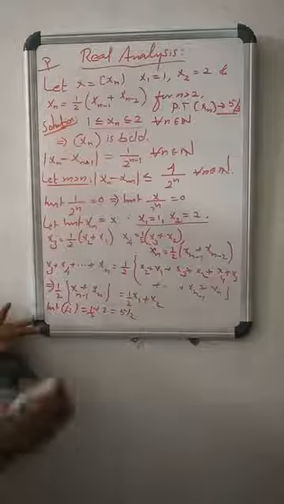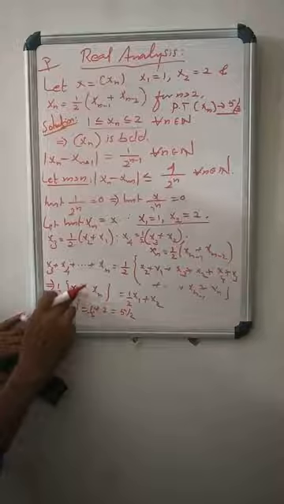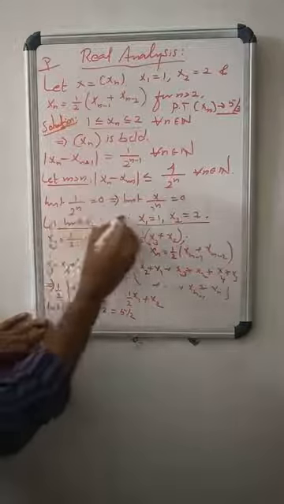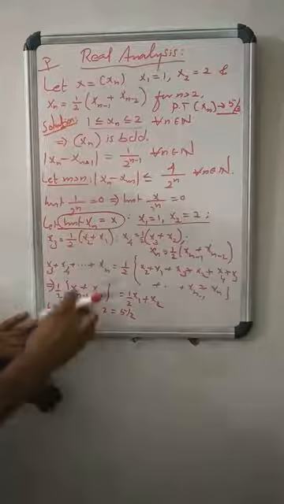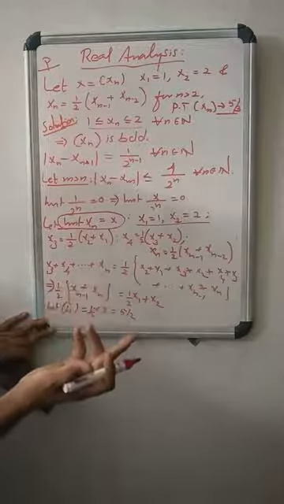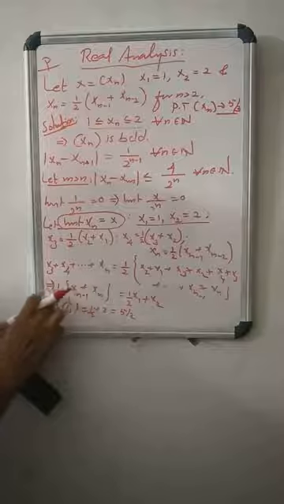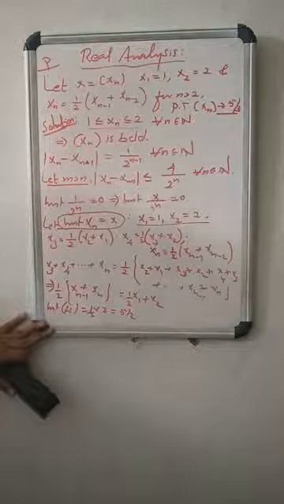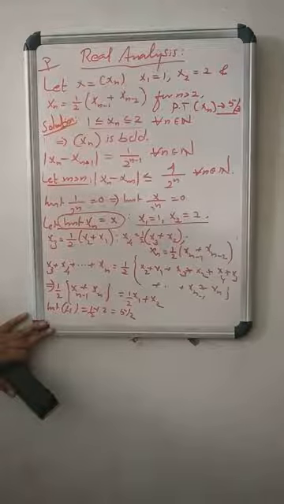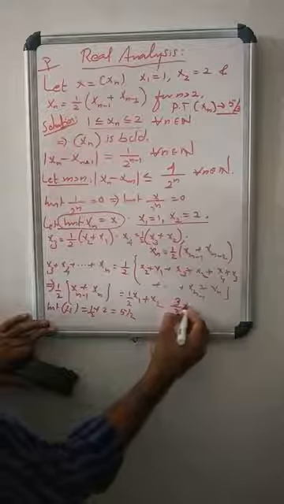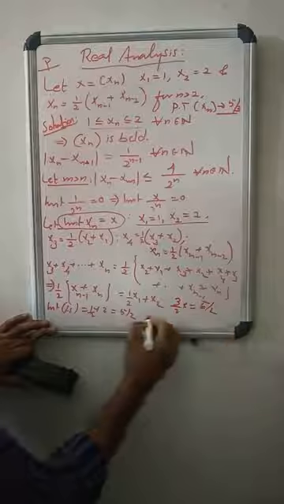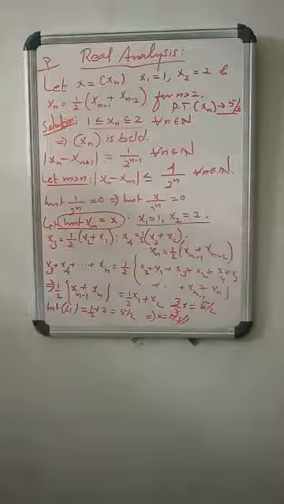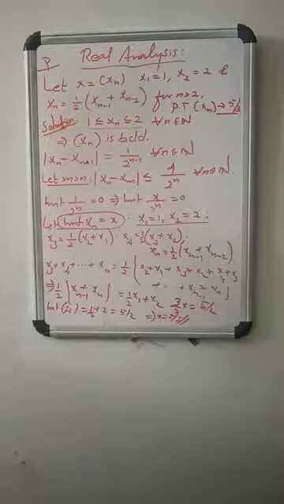Agree? But what is this limit? Our assumption, let limit xn equals x. So limit xn equals x, therefore limit xn minus 1 equals x. So x plus x is 2x, half of 2x. So what do I get? 3 by 2 of x equals 5 by 2. That means x equals 5 by 2. Okay, that is the result.